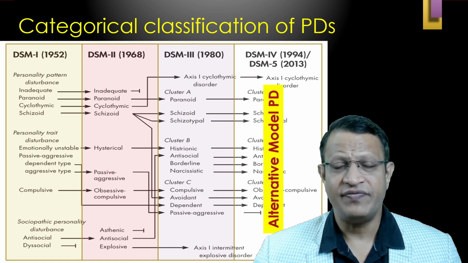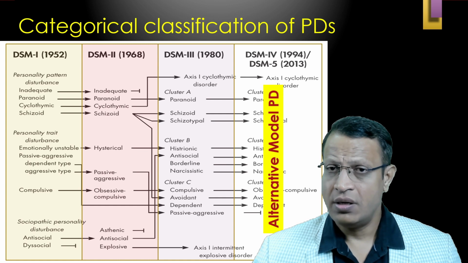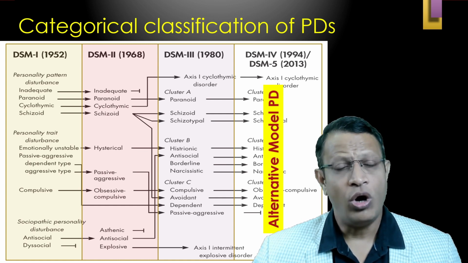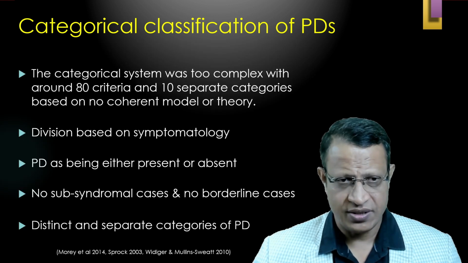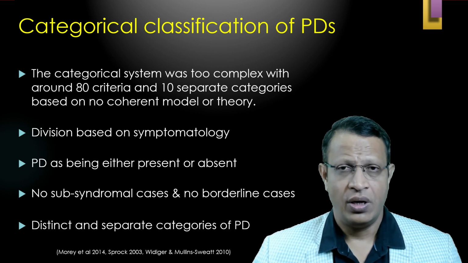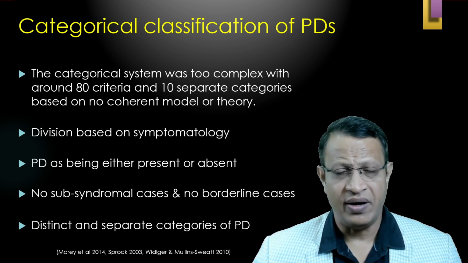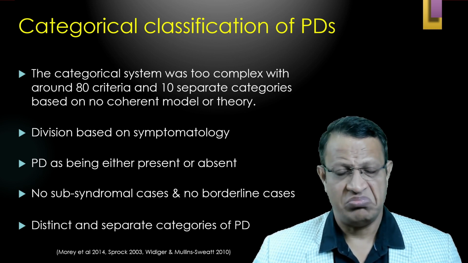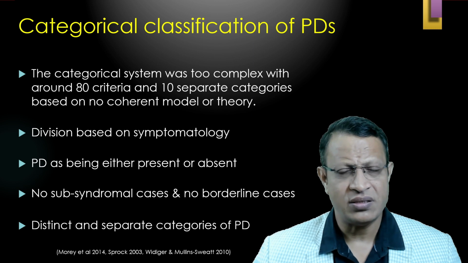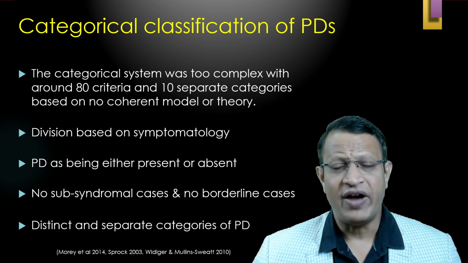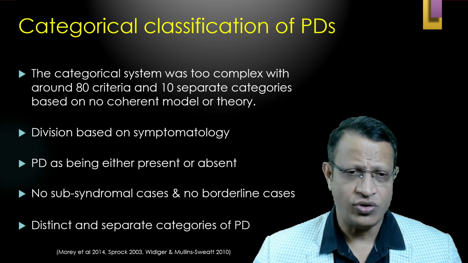Hence, in DSM-5, although it is categorical, some of the researchers pressurized and came up with the alternative model of personality disorder which takes into account the dimensional aspect. The categorical classification of personality disorder is based upon 10 separate personality disorders, and each personality disorder has approximately 8 to 10 criteria. That means we are talking about 80 criteria divided among 10 personality disorders.